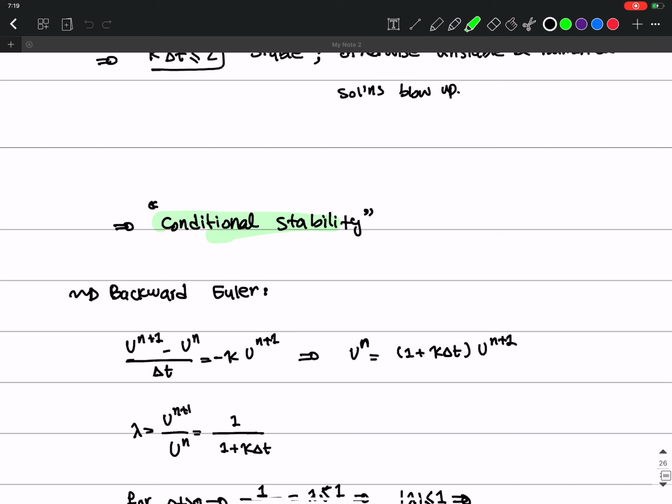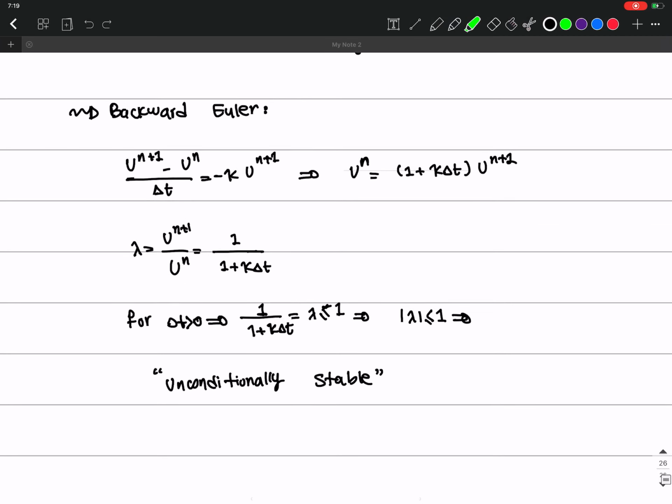On the other hand, backward Euler, if you calculate that, and if your delta t is greater than 0, this lambda is going to be always smaller than or equal to 1, and thus your numerical scheme is going to be unconditionally stable for this case, okay? So this is the advantage of the backward Euler method.